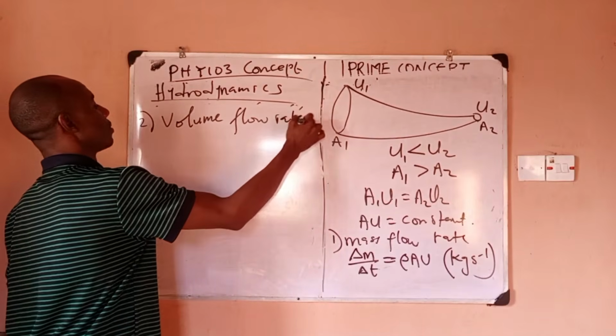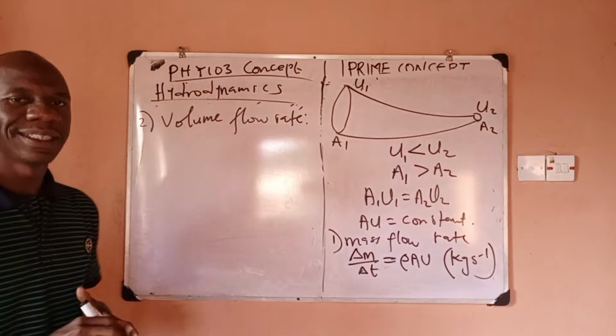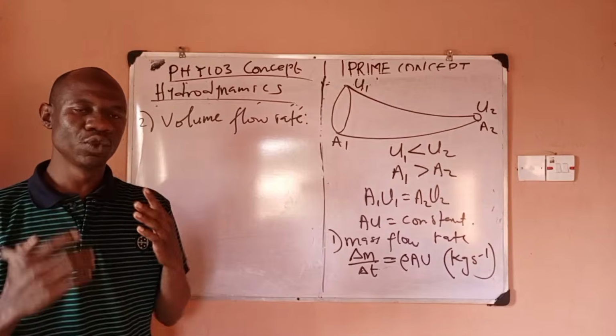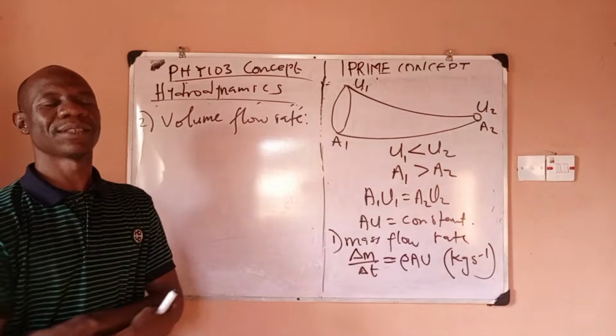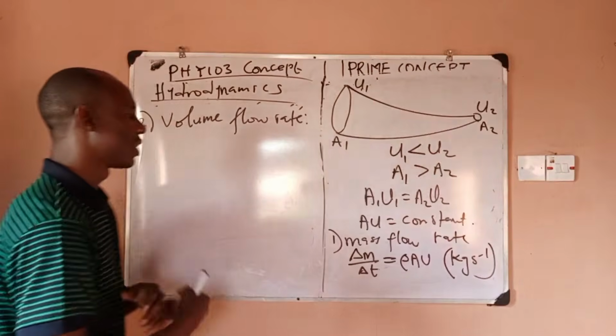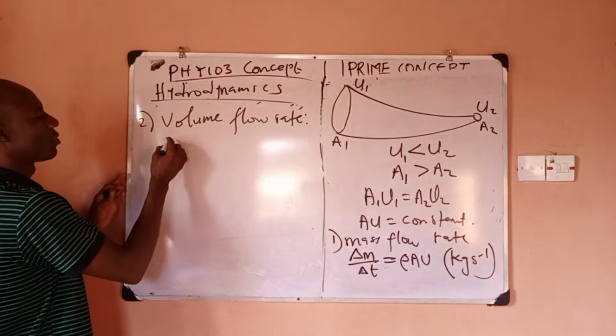Number two is what you call volume flow rate. Volume flow rate is the change or the increase in volume with what? Time, at a particular point. Change in volume with time. That is what you call volume flow rate.